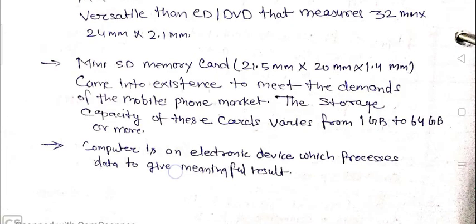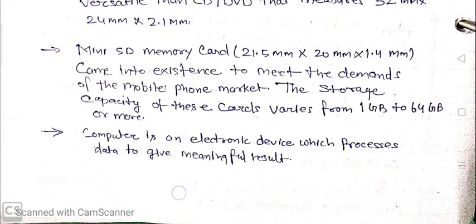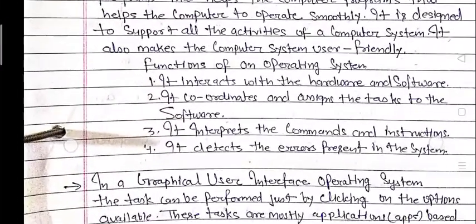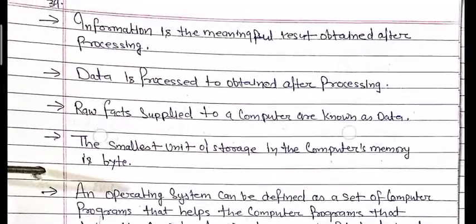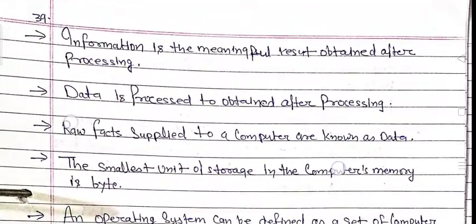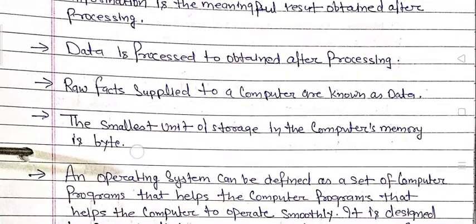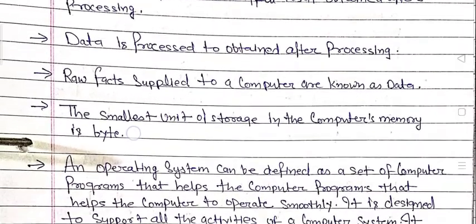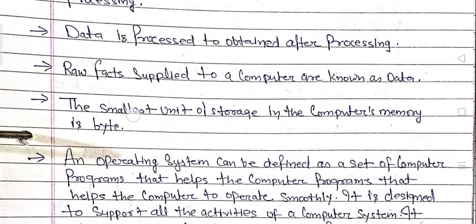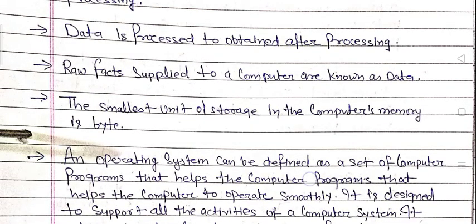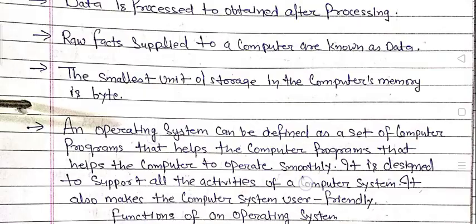Computer is an electronic device which processes data to give meaningful result. Information is the meaningful result obtained after processing. Data is the raw facts supplied to a computer. The smallest unit of storage in the computer memory is byte.